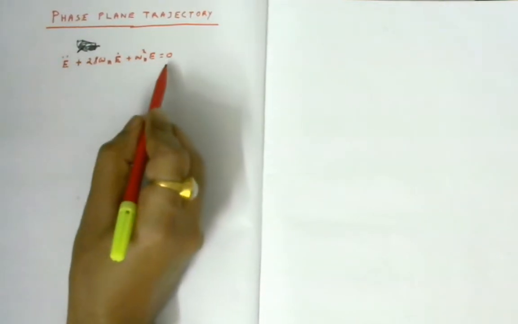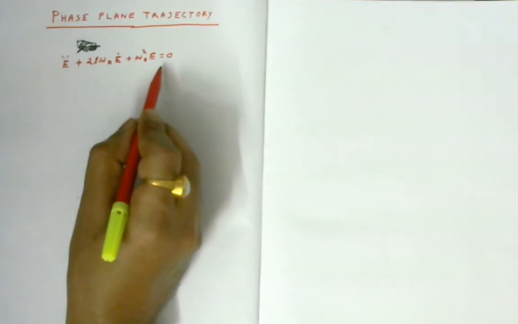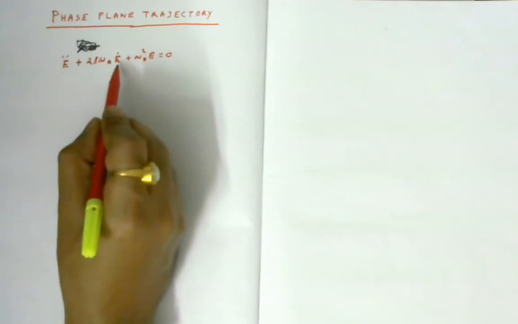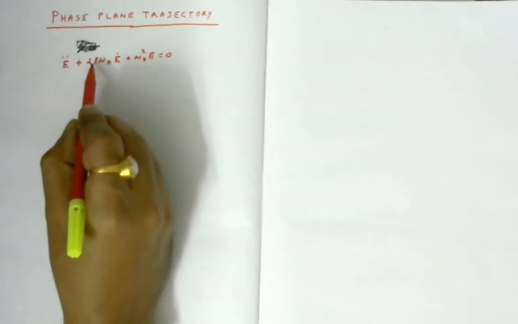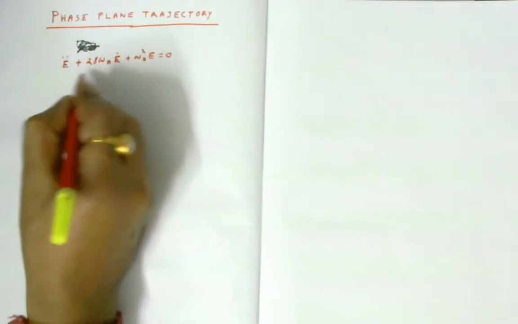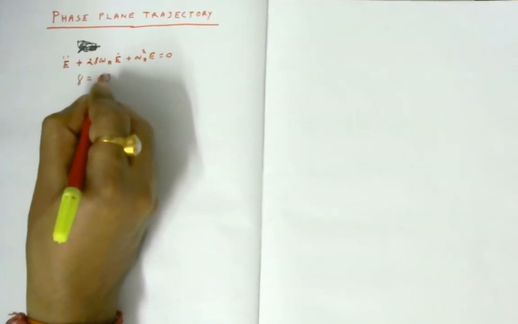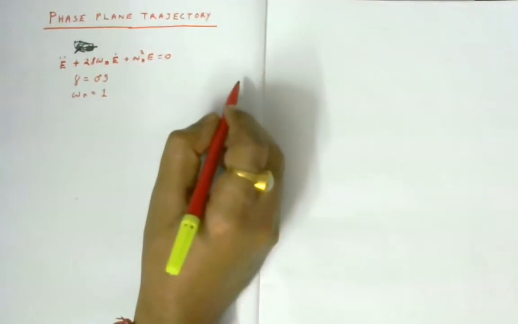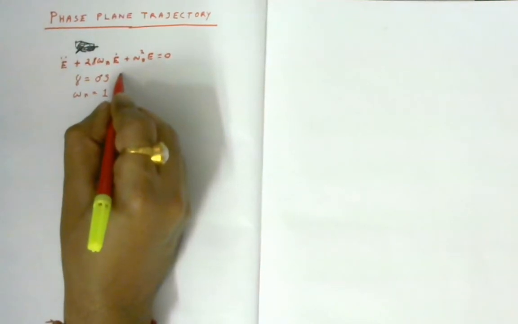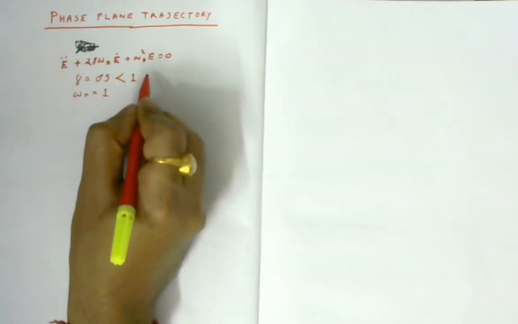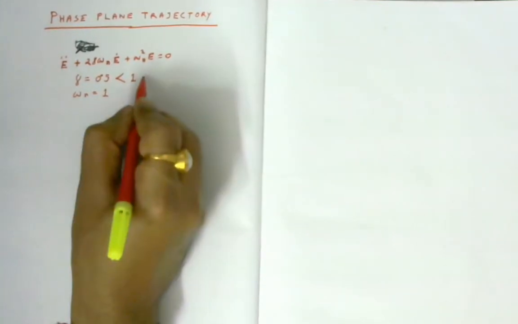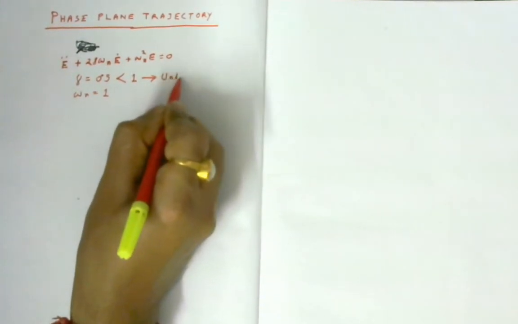Now this is also a differential equation of second order. You can remember from control system 1 what zeta and omega n are. Zeta is called the damping ratio, and omega n is called the undamped natural frequency. Let us assume the value of zeta is 0.5 and omega n equals 1. If zeta equals 0.5, which is less than 1, the system is called an underdamped system.